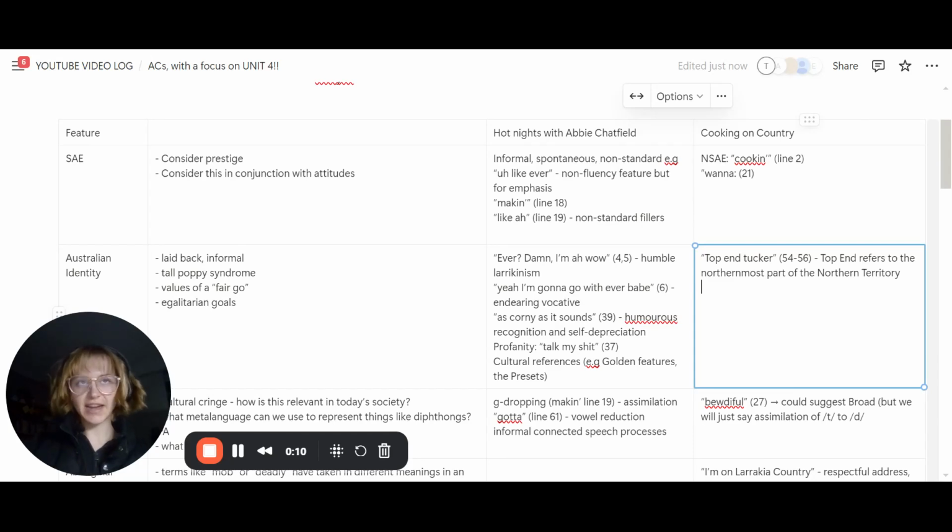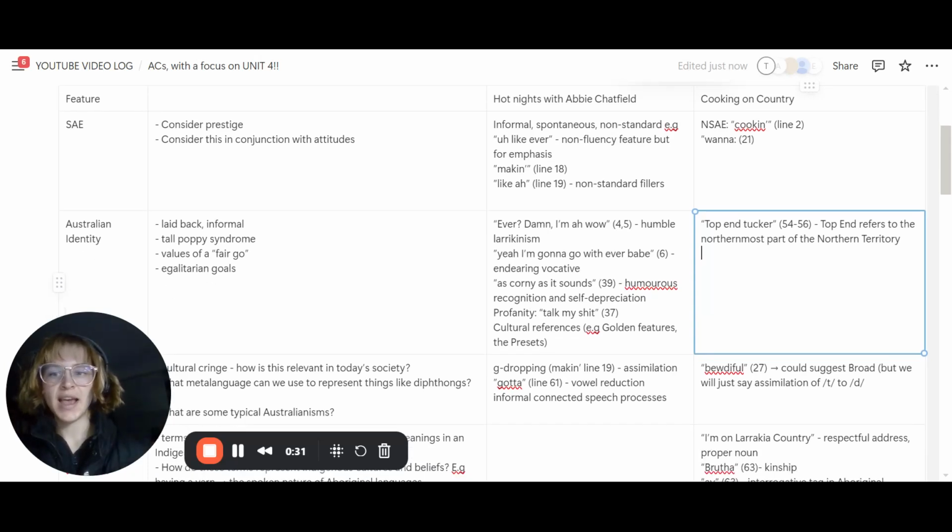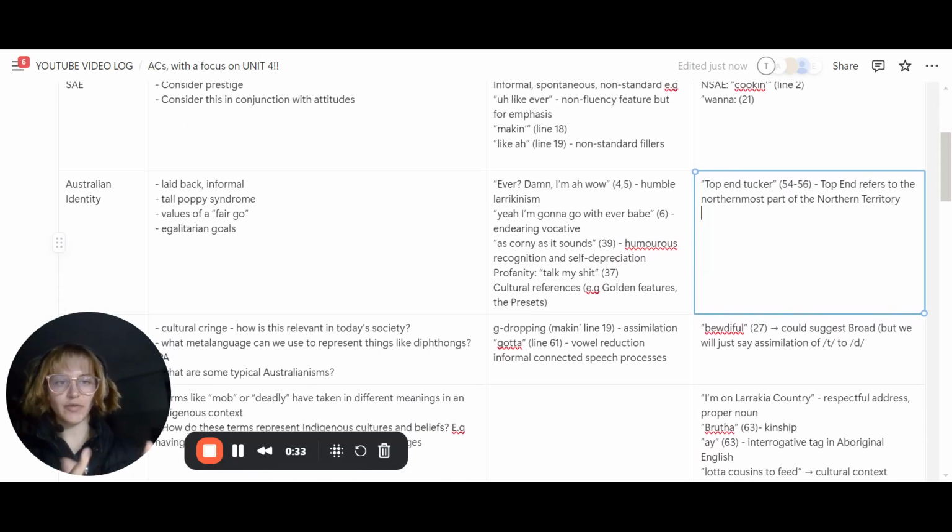So starting from the top again, a lot of it is non-standard Australian English, which is nice. Cook in, wanna, you can find examples. It's not hard to find non-standard Australian English. What is hard is to link this to something like a descriptivist attitude, or the fact that it represents the cultural, situational, social context. Australian identity, we've got top end tucker.